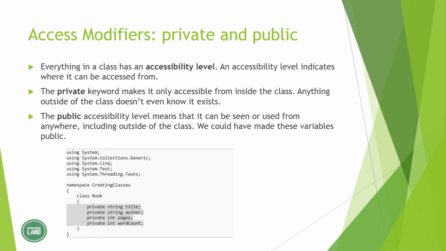For example, here in this example, we have a string of title, and if you create an object of this class, and you want to set a title or get the amount of title, you cannot do it, and you do not even know whether this exists or not. But in contrast, we have public accessibility. It means that it can be seen and used from anywhere inside the class or outside the class.